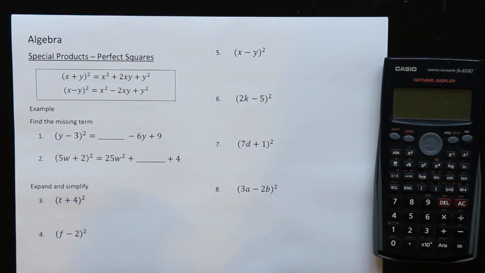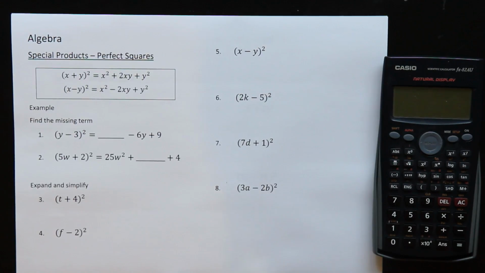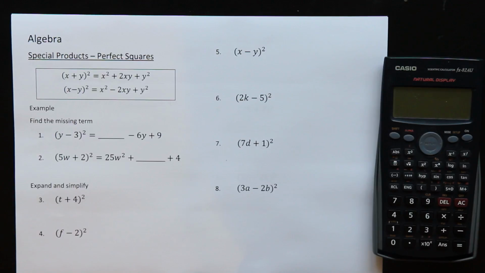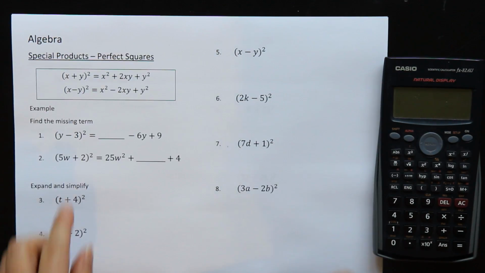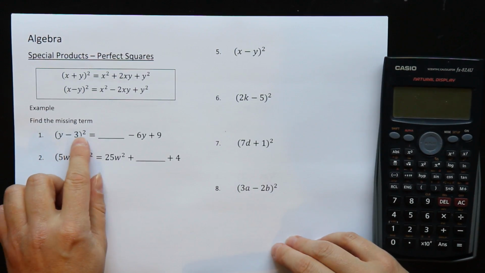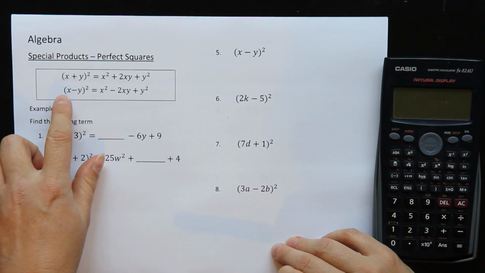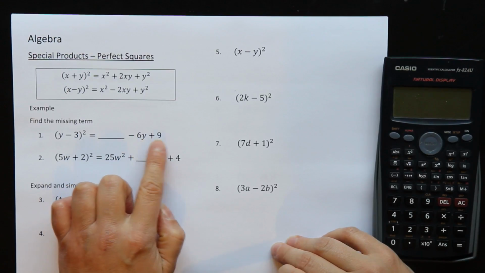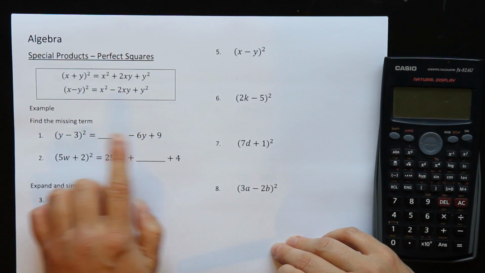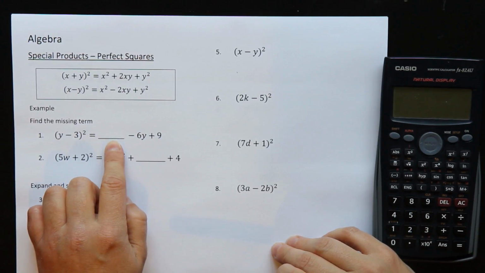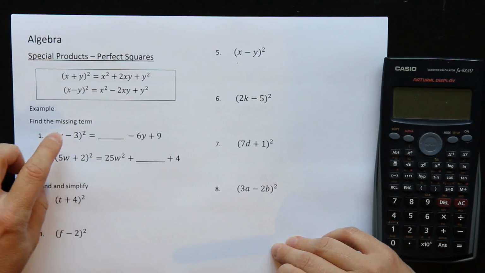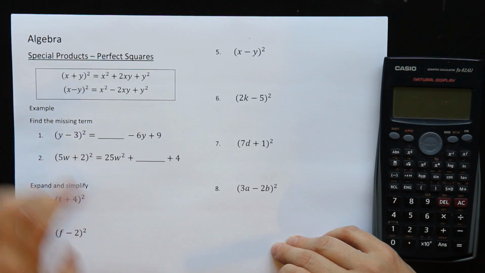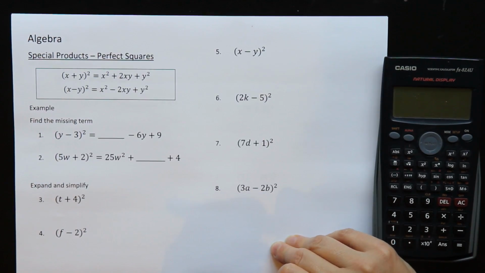So, using those formulas, I can find some missing terms here for this expansion. If I want to expand y minus 3 all squared, following this formula here, I've got the second and third term. I just need to find the missing first term. So this term is just the first thing times by itself. So it's y times y, which is y squared.